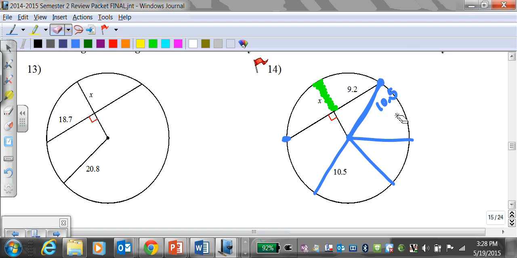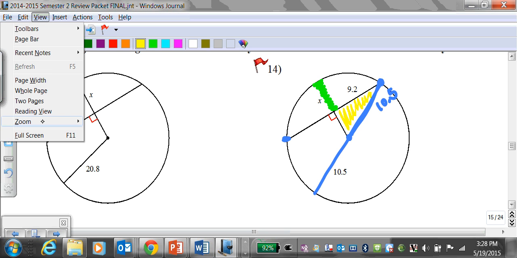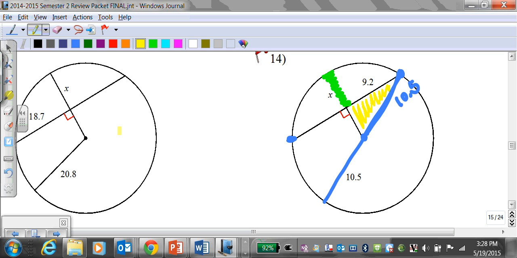Why did I do that? Because now I have a lovely right triangle, which is always a good thing. So this is a right triangle. So let's always find what we can find. Okay, we can't find X yet, but we could easily find this side right here. I'm going to call that Y.